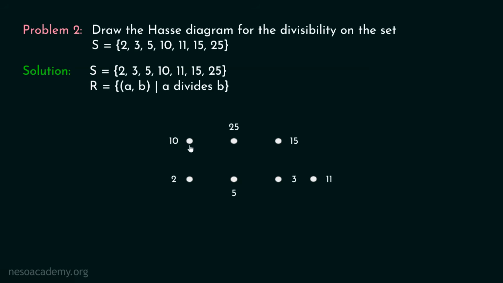We know that 2 divides 10, therefore I can place an edge between 2 and 10. After this, we can draw an edge from 5 to 25 and then 3 to 15. And we also know that we can draw an edge from 5 to 10 and 5 to 15. So in this way, we can draw the Hasse diagram. Isn't that simple? And obviously, no edges can be drawn from this vertex because 11 is not related to any other element, and no element is related to this element. That is why no edge is drawn from this element to any other element. This is our Hasse diagram.